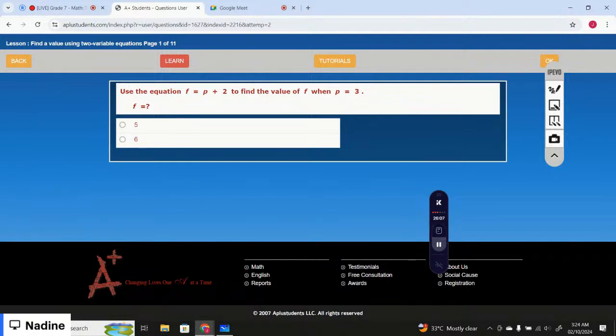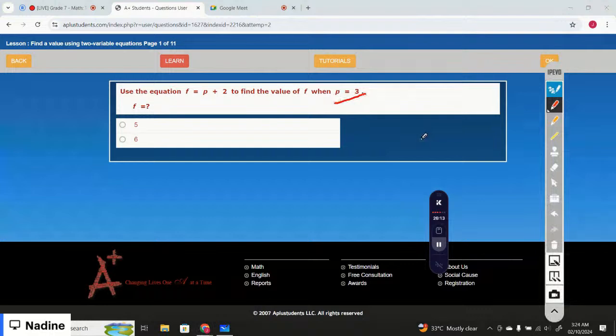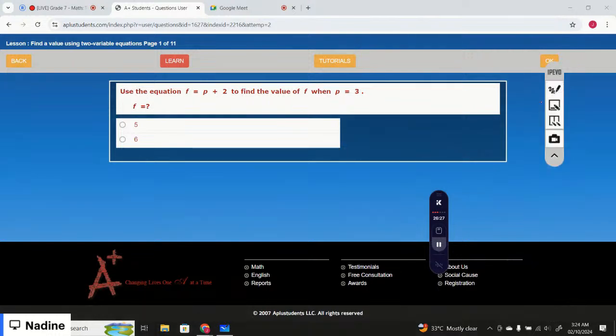To find the value of f, you need to calculate the value when p equals 3, right? So you are given the value of the variable p equals 3. Simply replace the p with the value and solve the equation. When p equals 3, f equals 5. The correct option is option number 1, 5 it is.